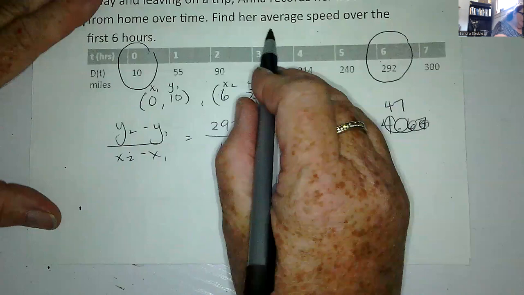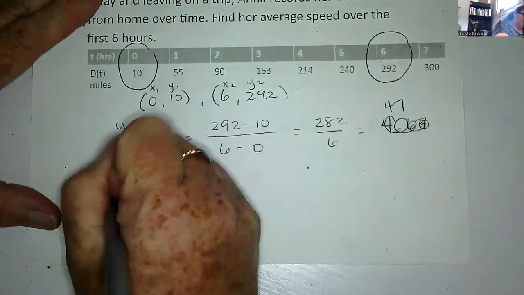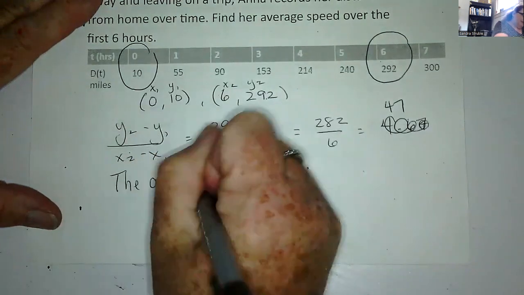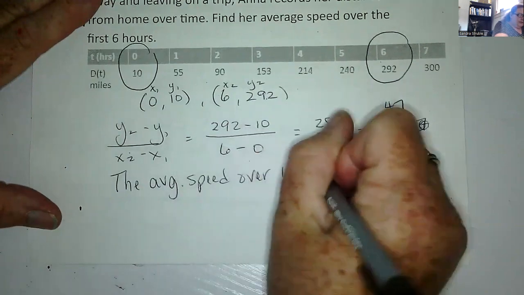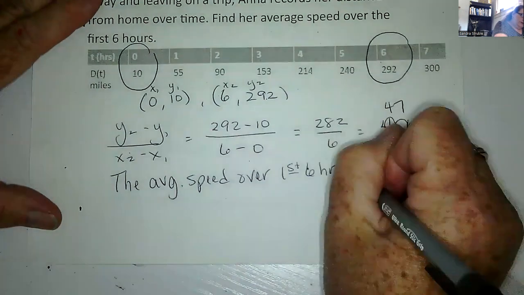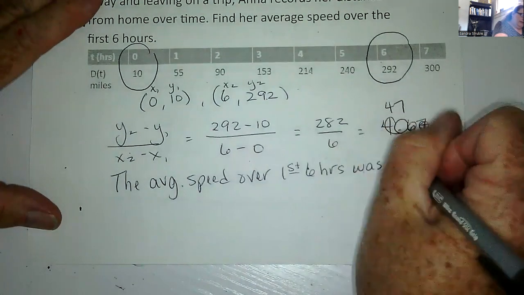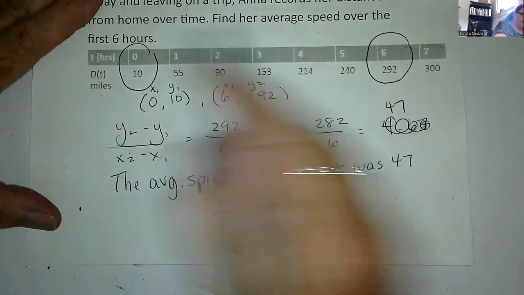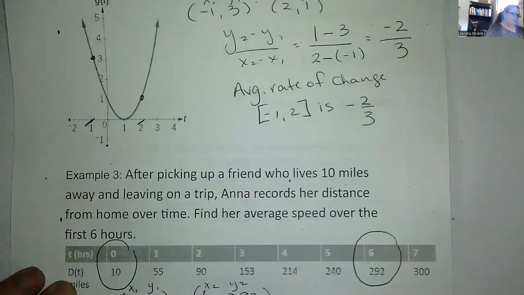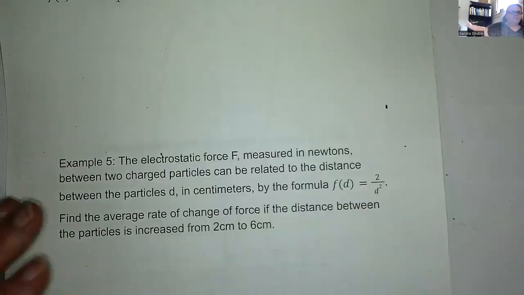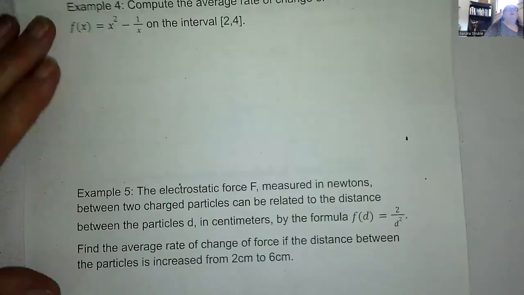So the average speed over the first 6 hours was 47, and it's miles per hour, mph. All righty, let's move on. Sorry about that little blooper. Don't want that anymore. Get rid of that.